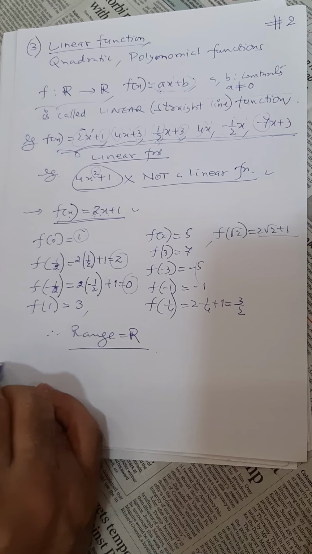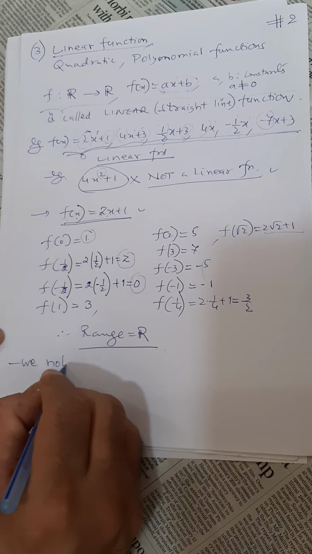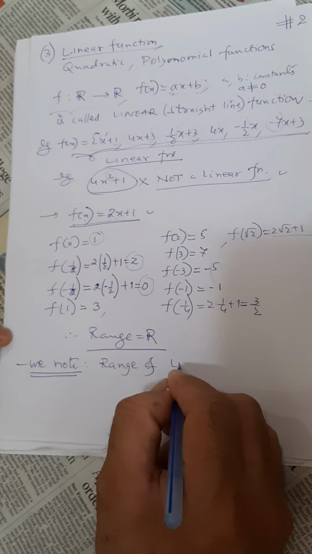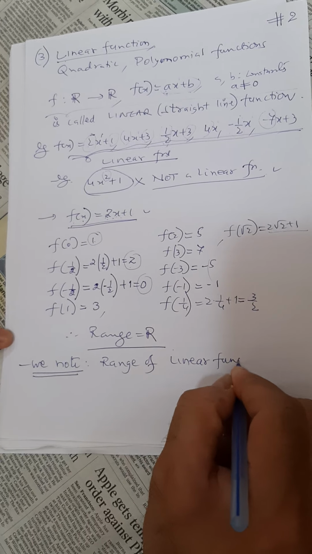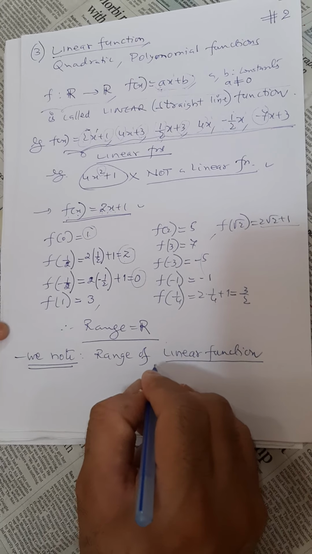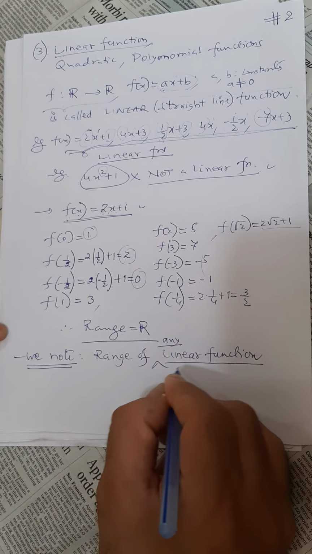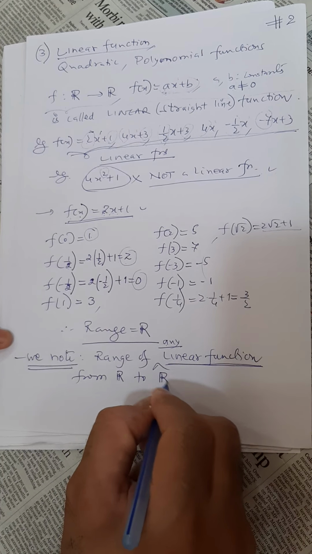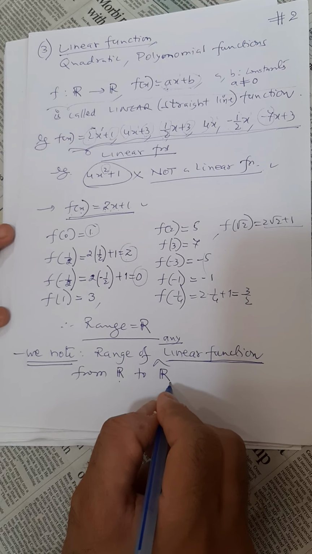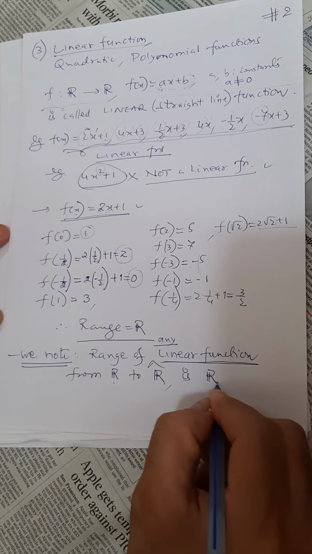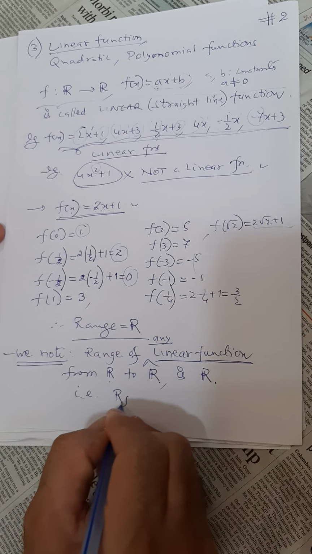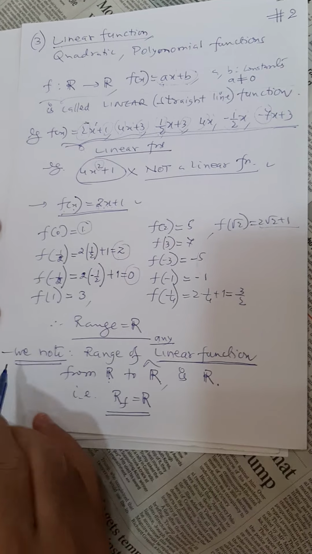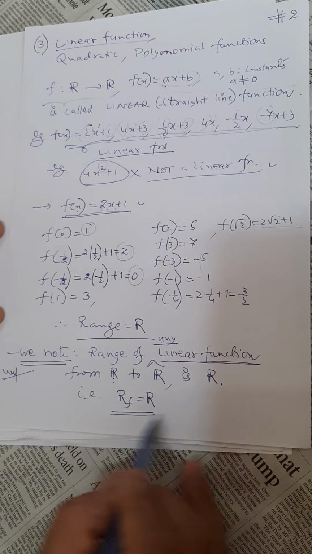And it's always true. Remember, we note that the range of any linear function, I'll add the word any, range of any linear function from real numbers to real numbers, that is domain should be R and codomain should be R, is all real numbers, that is R. That is, I'm trying to tell you R_f equals R. But remember, domain and codomain should be R. So this is a very important remark. You can use this in MCQs.